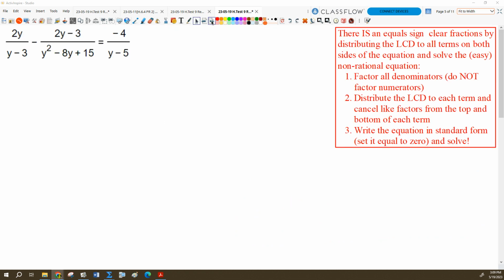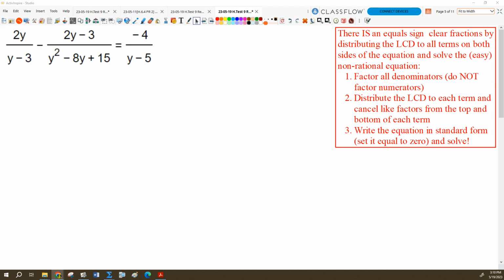All right, now this is different, right? This is one where we're just going to try to clear fractions. Because we're doing an equation, right? So we solve rational equations by distributing the LCD to eliminate fractions, right? Clear fractions. So what's that going to give me then? I've got one factored and one unfactored. The middle fraction, the second one, is unfactored. So I've got to factor that denominator, correct?